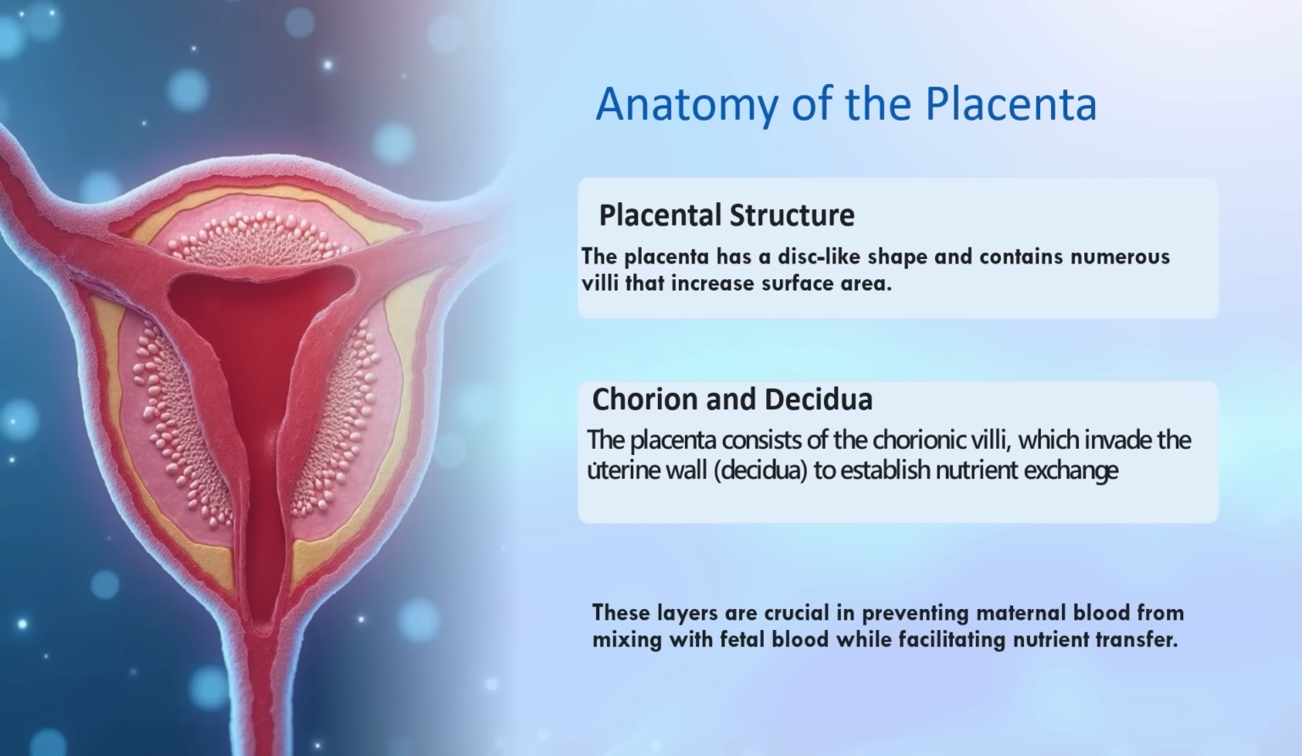The placenta consists of the chorionic villi, which invade the uterine wall to establish nutrient exchange. The placental layers are crucial in preventing maternal blood from mixing with fetal blood, while facilitating nutrient transfer. Here we can understand that mother's blood never mixes with the fetal blood as it transfers the nutrients through a process called diffusion.